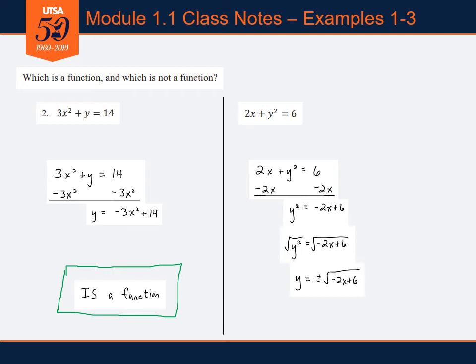Then y is equal to two different expressions. Y is equal to the positive square root of negative 2x plus 6, or y is equal to the negative square root of negative 2x plus 6. Plus or minus. We've got two expressions that y is equal to. We've got two things that y can be. We've got two y values for a given x value. Two outputs for a given input. That is not a function.